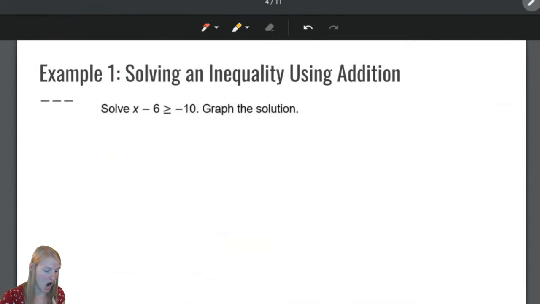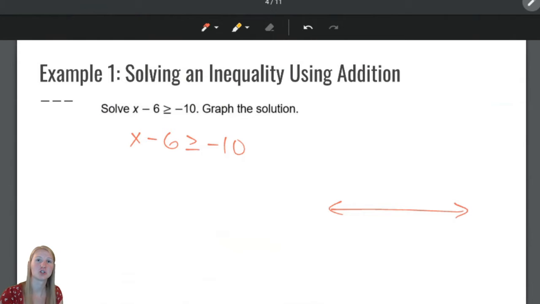So, I want to solve x minus 6 is greater than or equal to negative 10, and then graph. So it says solve, then graph. So I'm actually going to put a number line over here so I don't forget to graph. Because a lot of people solve it, but then they forget to graph it. We are not going to forget to graph it. Okay, so solve x minus 6 is greater than or equal to negative 10.